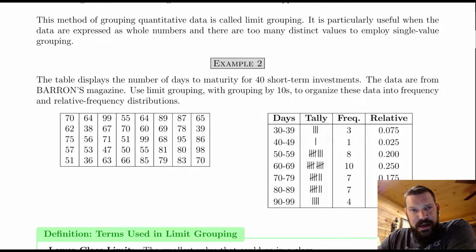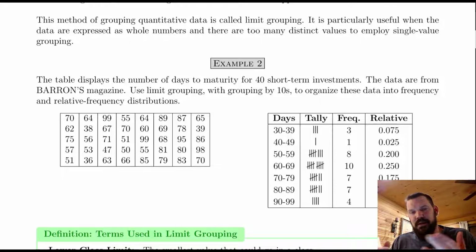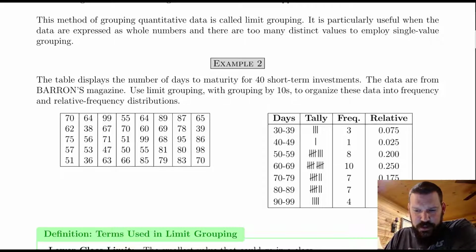So the table that we have on the left displays the number of days to maturity for 40 short-term investments. This data comes from Barron's Magazine. We want to use limit grouping with grouping by tens to organize these data into frequency and relative frequency distributions. So grouping by tens, we would have a range of 10 possible values in each limit grouping set, and then we would count up all the values that fall within that particular range, move on to the next range, which would contain 10 more values, count those up, and we would go on and on until we exhaust all of our data points.